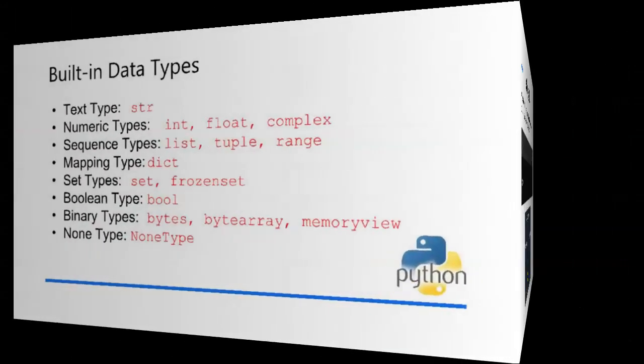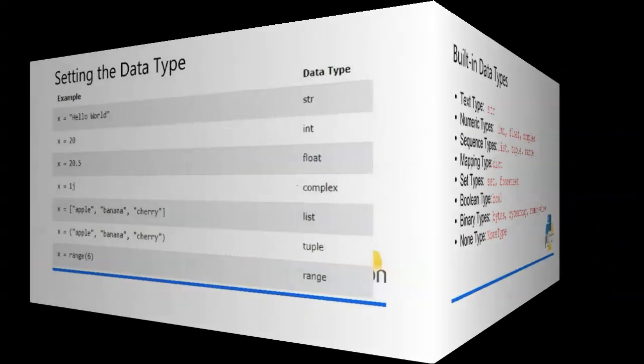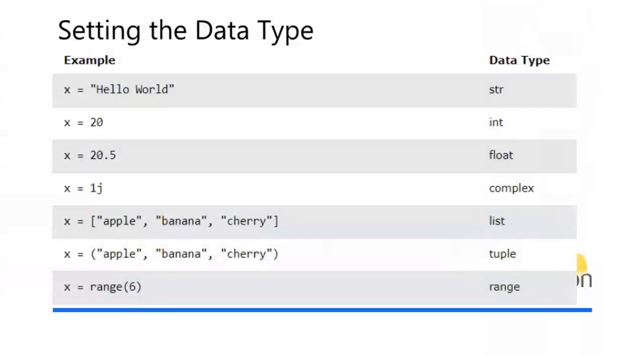In programming, data type is an important concept. Variables can store data of different types, and different types can do different things. Python has the above data types built in by default. Setting the data type in Python involves defining the kind of data a variable will store, such as integers, floats, strings, or booleans. Python automatically assigns data types based on the value provided, but you can explicitly set or convert data types using the correct function.